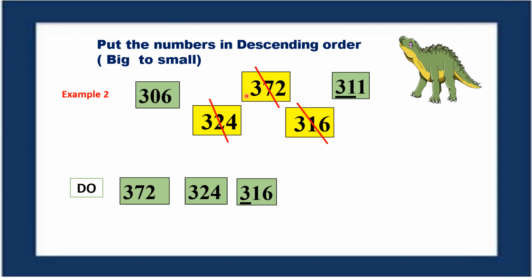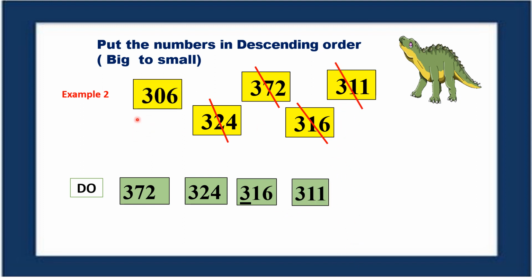So remaining numbers are 306 and 311. A little smaller than 316. Is it 11 or 6? Yes, it is 311. Write it and strike off. And the remaining number is 306. You can write it in the answer. So we have arranged the given numbers in the descending order. If you follow this method, it will be very easy for you to arrange the given numbers.